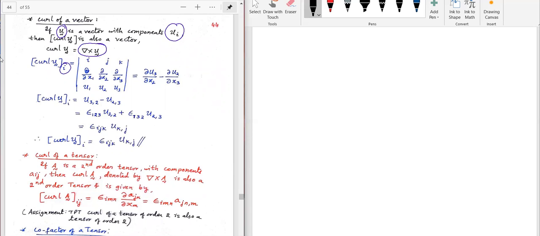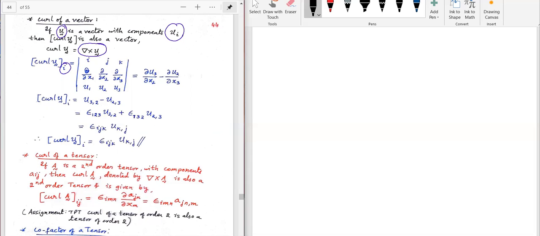So curl u is again a vector, with only one free suffix i. So we have the determinant with rows i j k, dou x1, dou x2, dou x3, and u1, u2, u3 in the third row. And how do you expand this? I'm writing only the first component, the i component, that is equal to dou u3 by dou x2 minus dou u2 by dou x3.